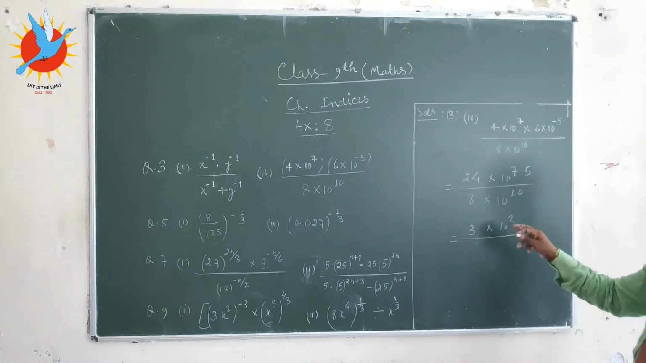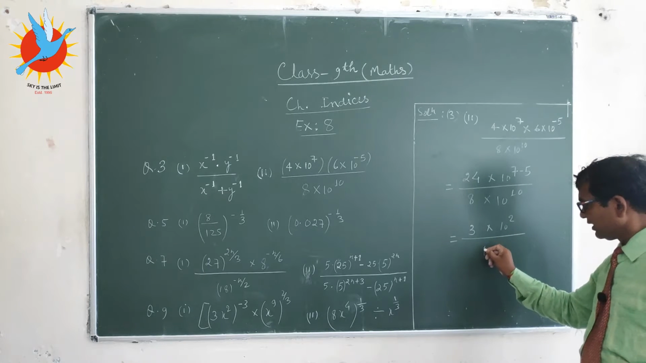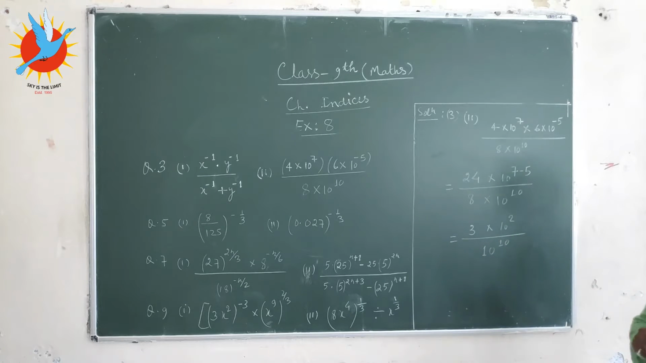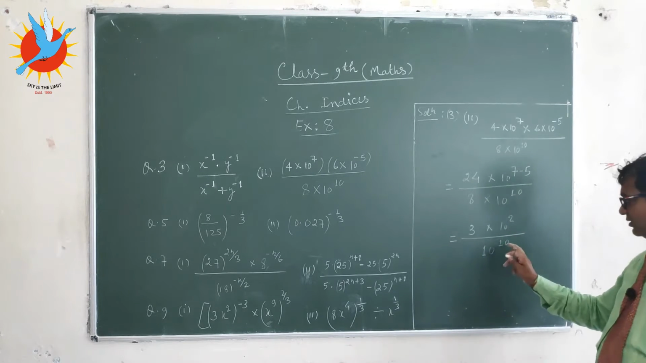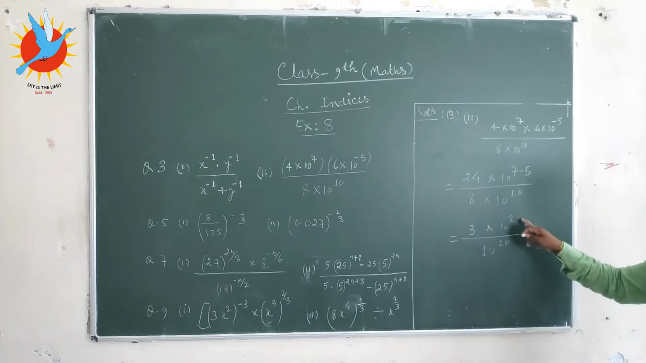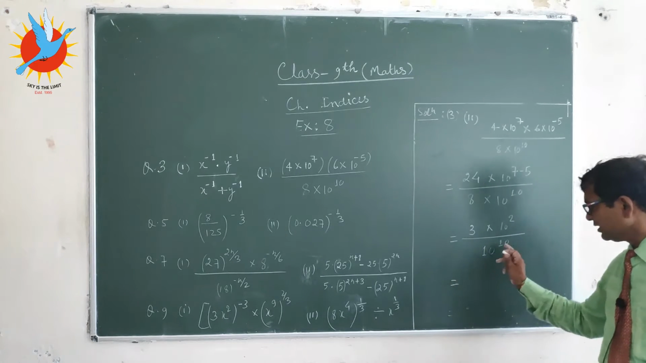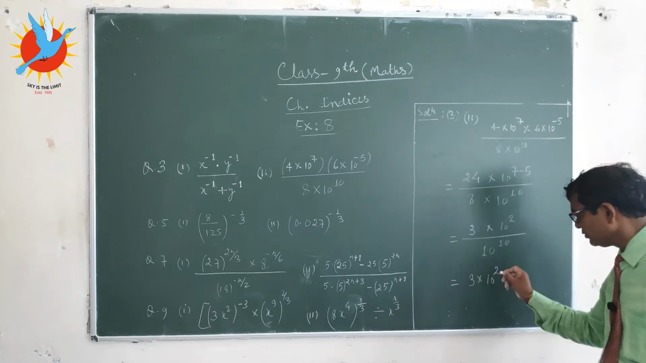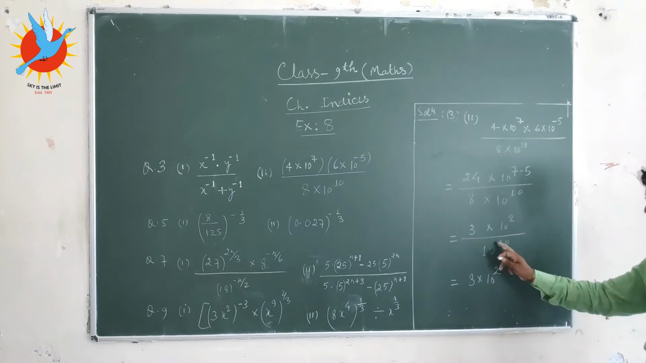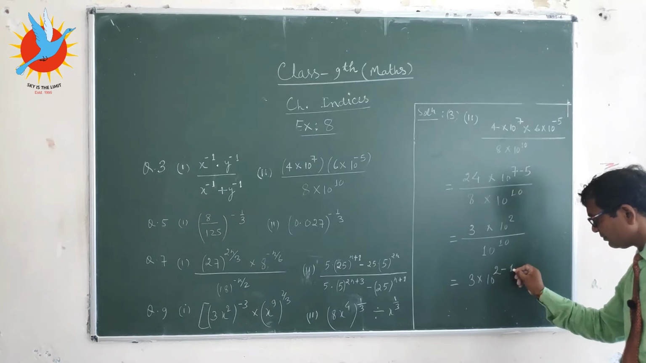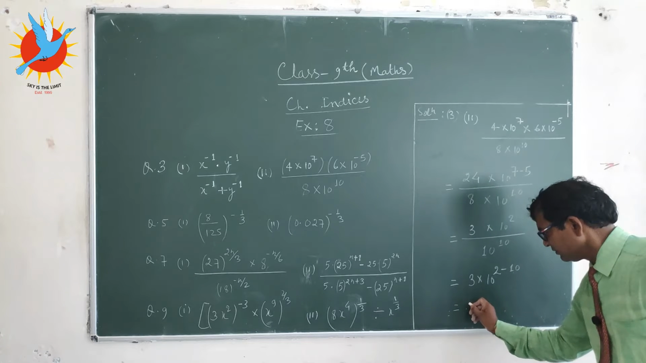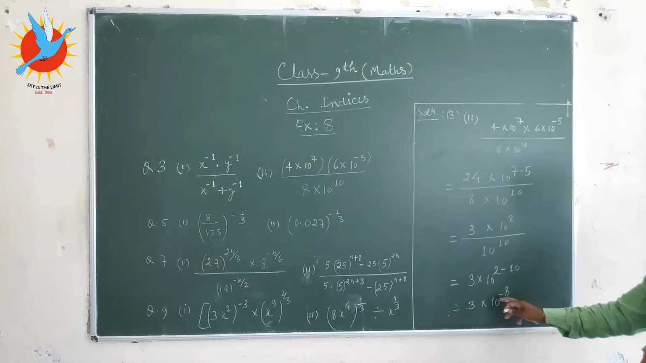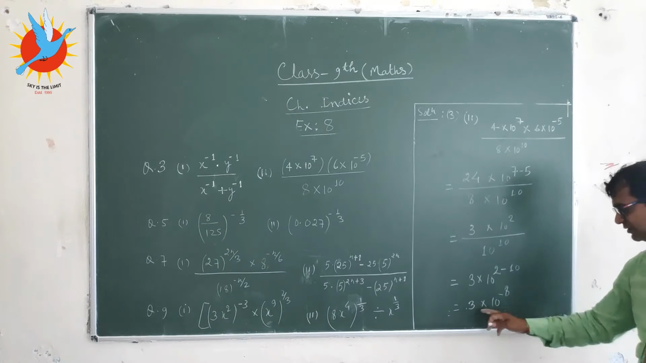upon 10 to the power 10. Now when we take this into the numerator, this will become minus, this can be written as 3 into 10 to the power 2 and this 10 will become minus 10 here. This will be 3 into 10 to the power minus 8. We can convert it to positive index also. This is the answer.